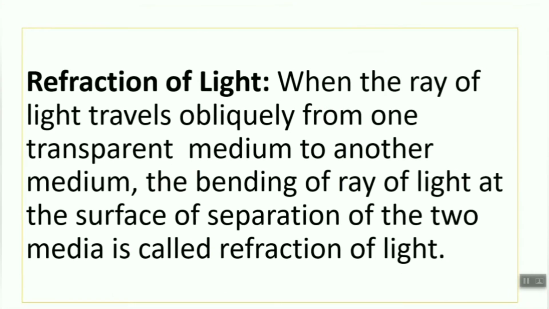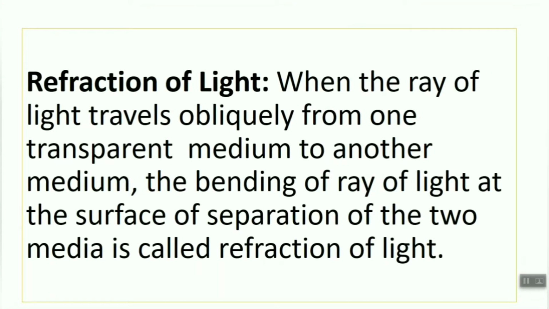So what we will tell as a definition of refraction of light: when the ray of light travels obliquely from one transparent medium to another medium, the bending of ray of light at the surface of separation of the two media is called refraction of light.